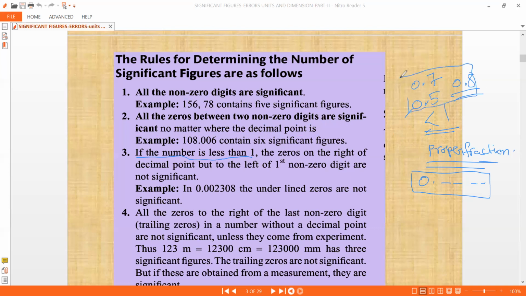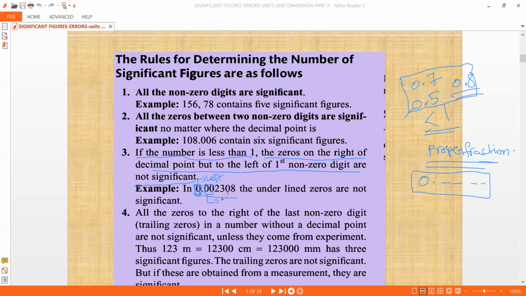If you have any proper fraction, in that situation we are saying this: the zeros on the right of the decimal point, but to the left of the first non-zero digit, are not significant. So you can see this. These are to the right of the decimal point, and this is to the left of the decimal point.